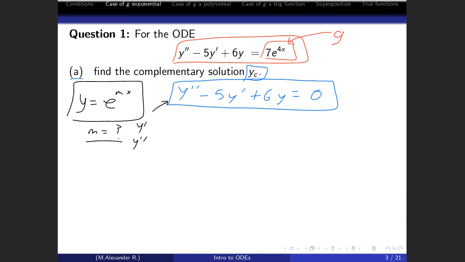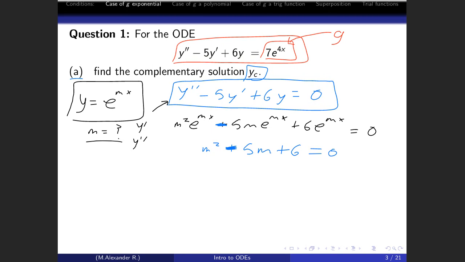And then once we do that, let me just do that for this first question. So we're going to get m squared e to the mx plus 5m e to the mx plus 6 e to the mx is equal to 0. All right, so now every term has an exponential, so we can cancel that out. And then we are going to get the auxiliary equation, which is m squared, oh, this is supposed to be a minus. So m squared minus 5m plus 6 is equal to 0.